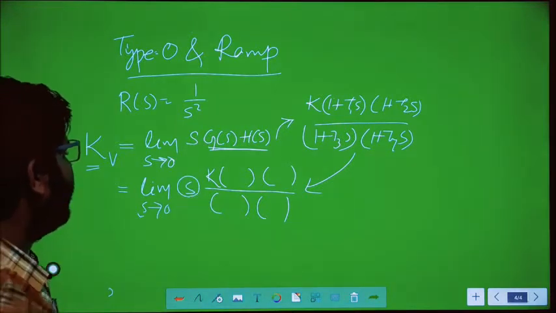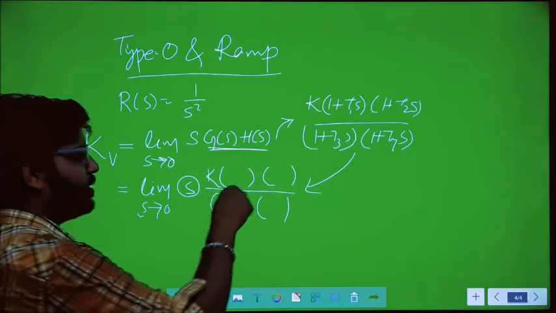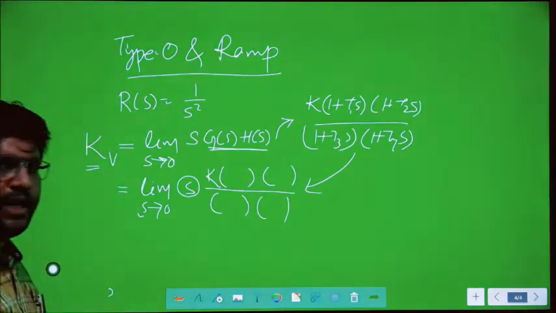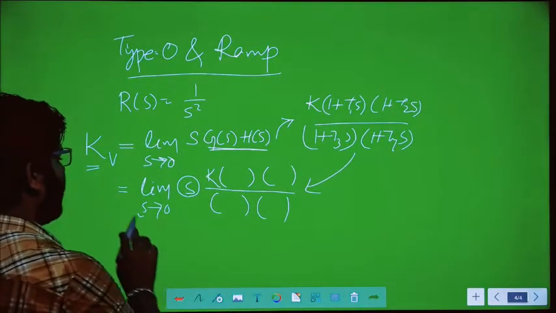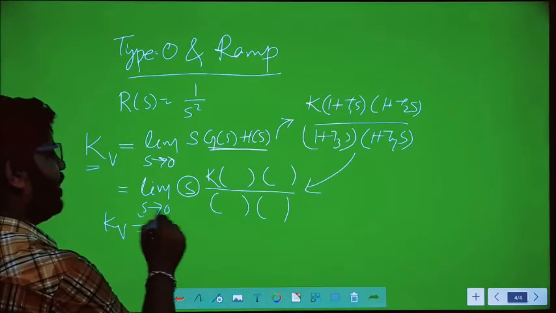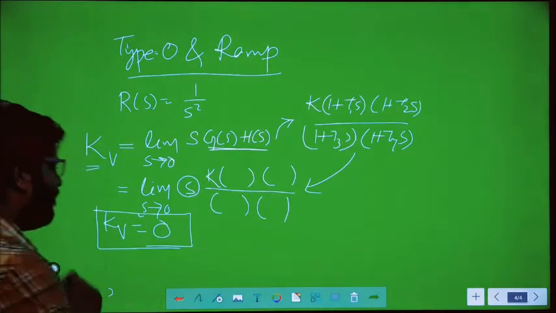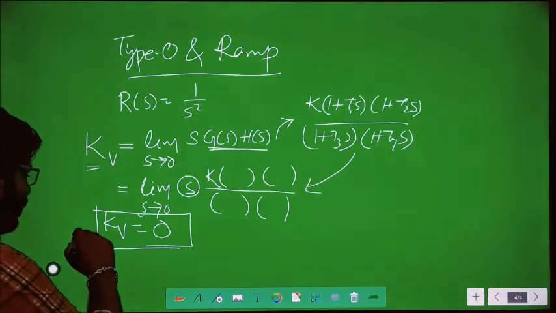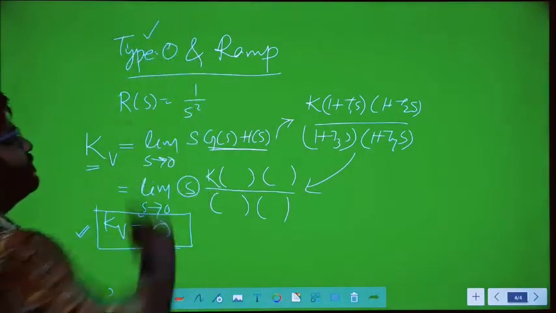I told you, if s is in the denominator and you apply s to the power 0, the system becomes infinite. Then what do you need to do? You need to go for L'Hospital's rule to solve this. But here s is in the numerator, so the kv term becomes 0 once you apply s equal to 0. So here we have found that kv, the velocity error constant, becomes 0 for a type 0 system.